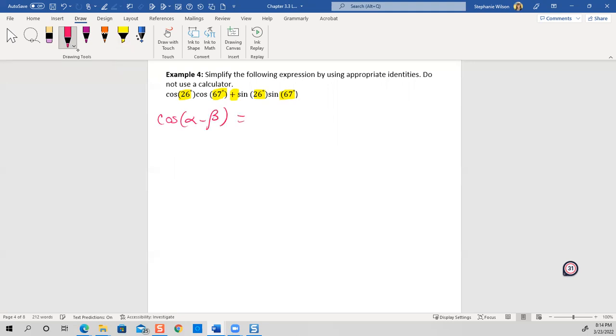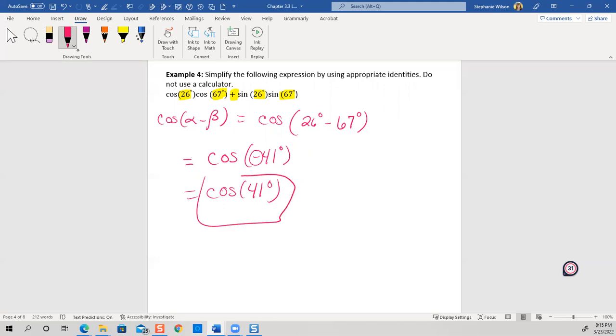And so now let's plug it in. We know what alpha is. It's 26 degrees minus my beta, which is 67 degrees. And when we subtract those, we get a negative 41 degrees. However, cosine is even. So this right here just goes away and we got cosine of 41 degrees. If it was odd, we'd bring it to the front. And that is our answer.